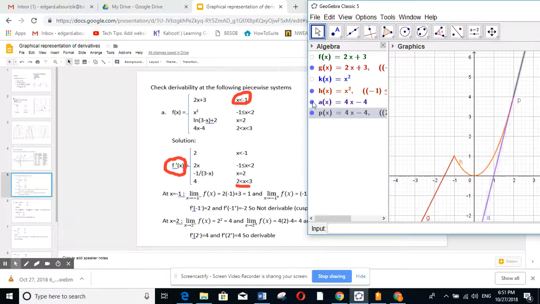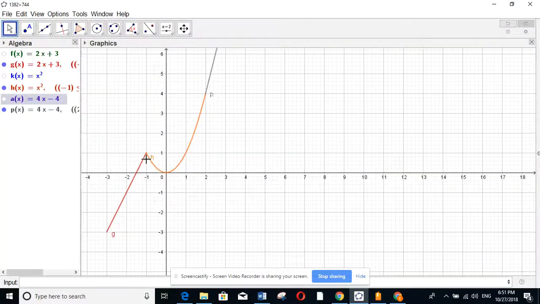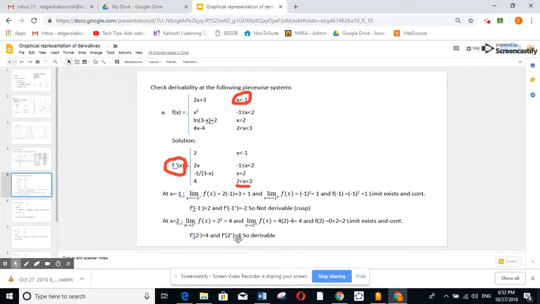So let me erase a. What can you say? We can see here I have a cusp, so not derivable, but continuous. However, here the limit exists and it's continuous. I don't have a cusp, even though it was a piecewise function. So that's why, because I don't have a cusp, at 2 the limit exists and it's continuous and derivable, as we said. Okay, this is a proof using GeoGebra.